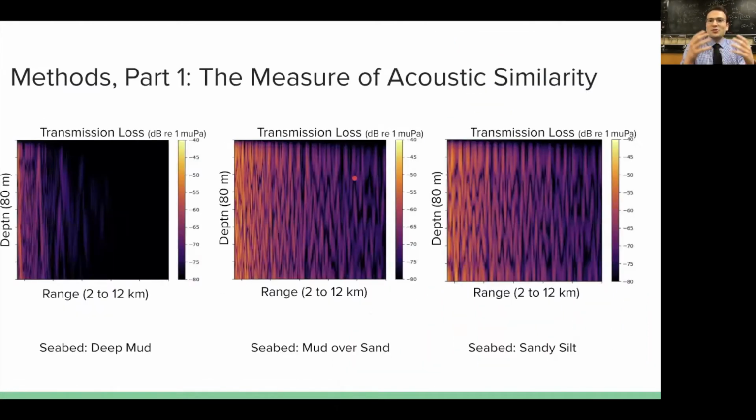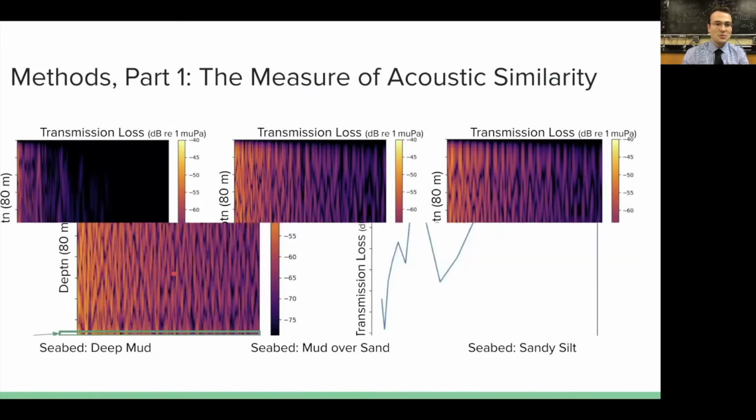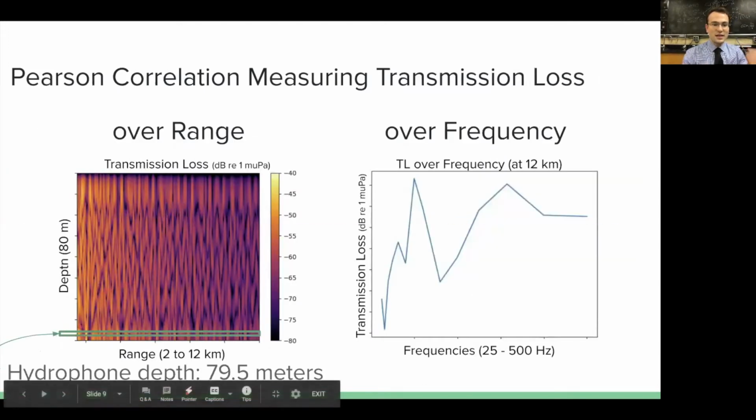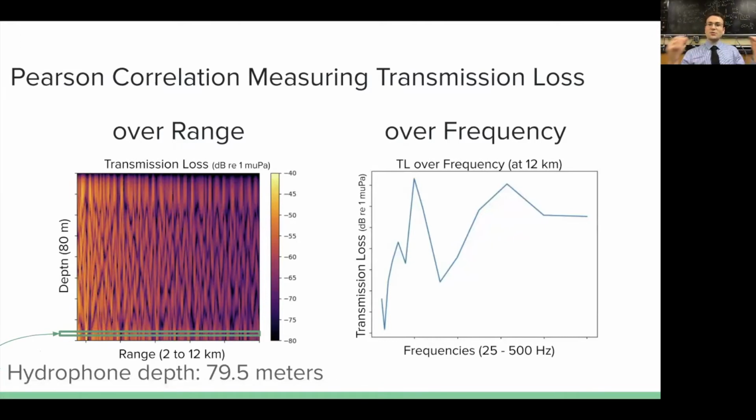And to do that, we need a measure of similarity. How do we measure similarity? Is the mud over sand more similar to the muddy, or is it more similar to the sandy? It's hard to say without developing some sort of measure. So that's where we have this transmission loss measure. We see a shallow ocean of 80 meters, 2 to 12 kilometers in distance, different transmission loss amounts, and you've got your hydrophone depth of 79.5 meters. So what we're interested in is, at this depth, what's the transmission loss over distance? And also it's different at different frequencies.